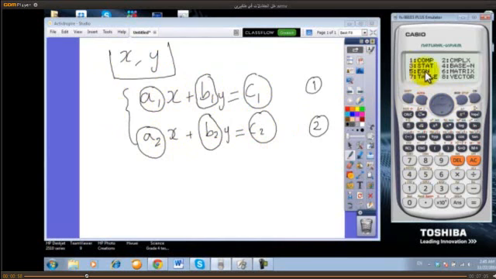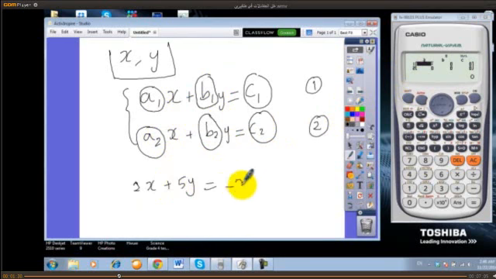To enter equations, we click mode and then equation 5. Simultaneous equations are in number 1, a n x, which means that n can be 1 or 2, so a1 or a2 x, first equation or second, plus b y is equal to c. I press number 1, and we should enter the values a, b, and c in order to get x and y.